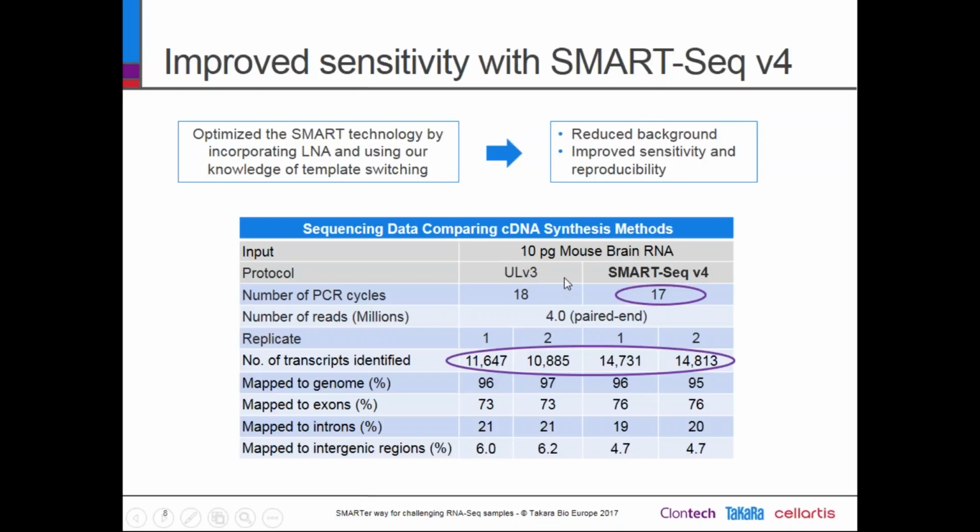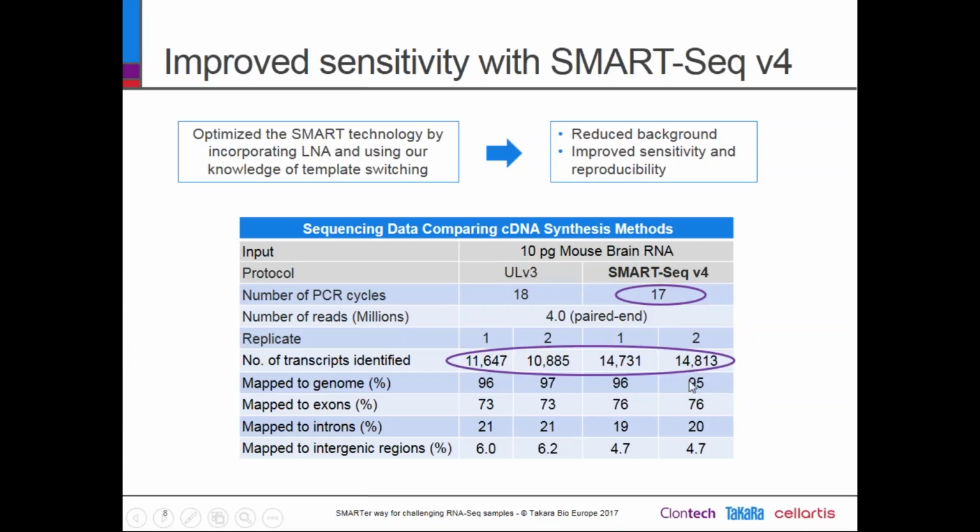So here we have a comparison between our previous version, the ultra-low version 3, and SMART-Seq v4, using only 10 picogram of mouse brain RNA. So you remember that 10 picogram is roughly the equivalent of the content of RNA in one single cell. What we see here is that with SMART-Seq v4, we are able to use fewer cycles of amplification because it's more sensitive. And even doing that, we are identifying between 30 and 40% more transcripts than the previous version, as you can see here.